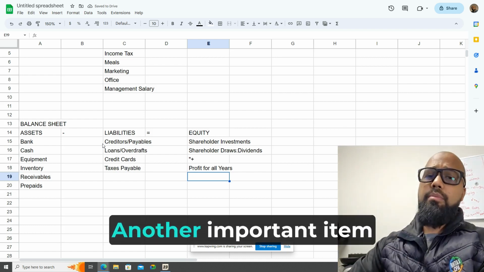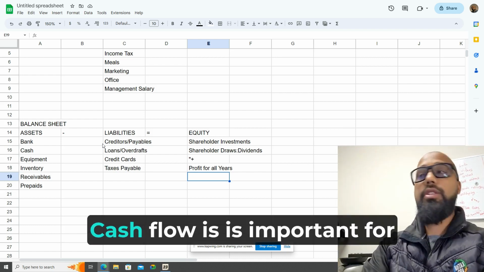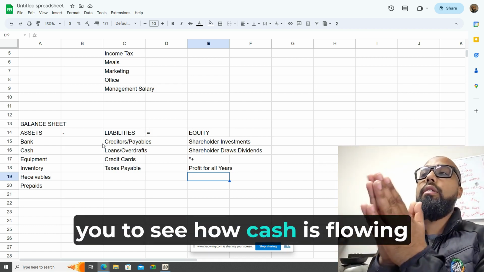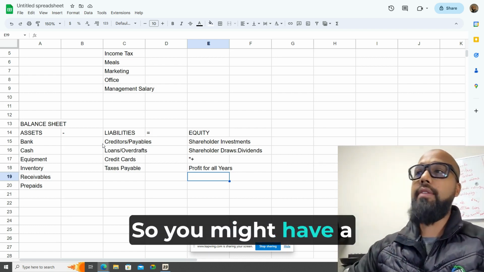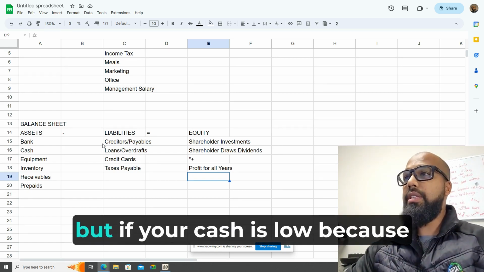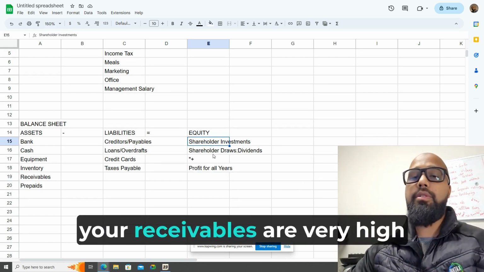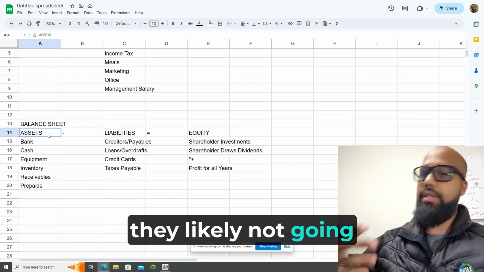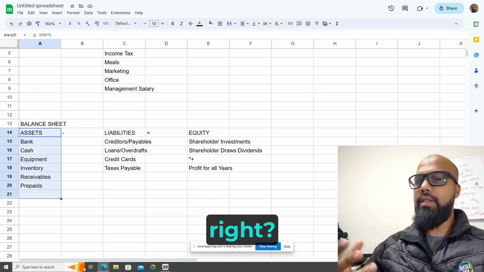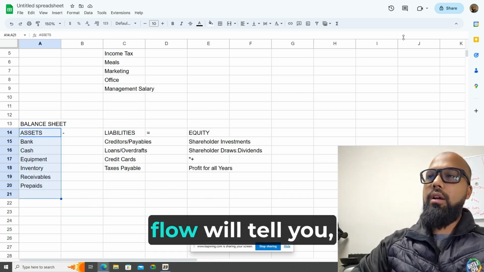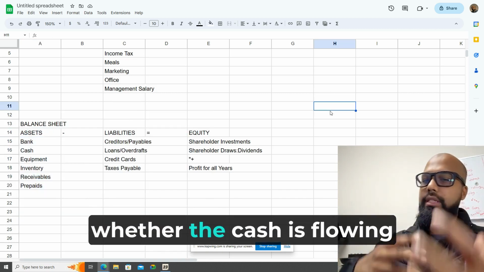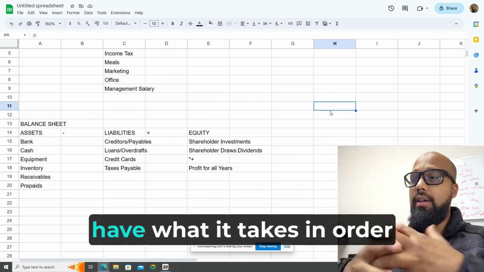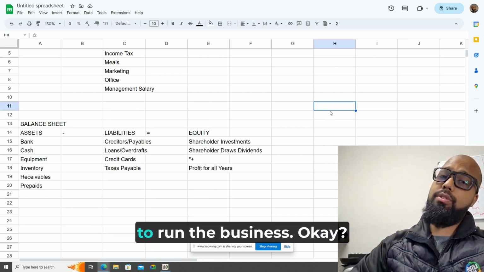all years. Another important item is the cash flow. Cash flow is important for you to see how cash is flowing with the business. So you might have a healthy profit, but if your cash is low because your receivables are very high and they are not good because they are likely not going to pay or whatnot, then you're in a bad situation, right? So that's what the cash flow will tell you, whether the cash is flowing within your business, and you have what it takes in order to run the business.